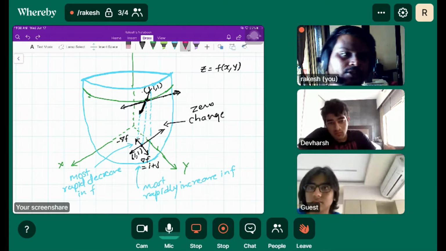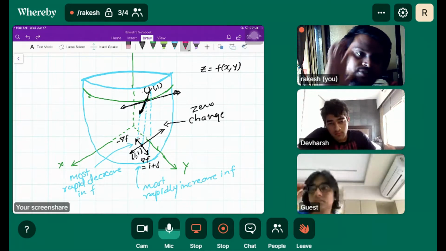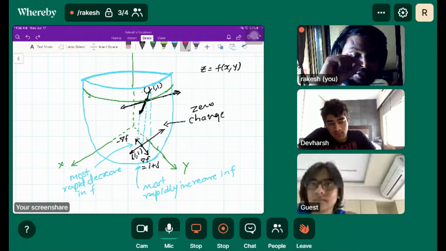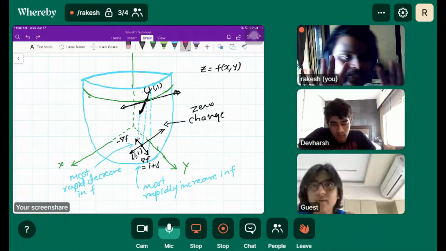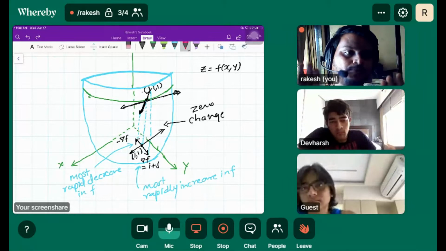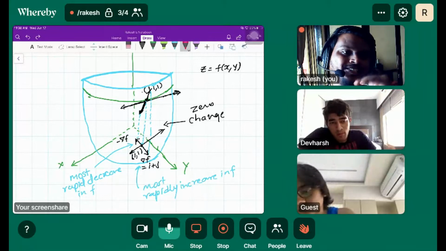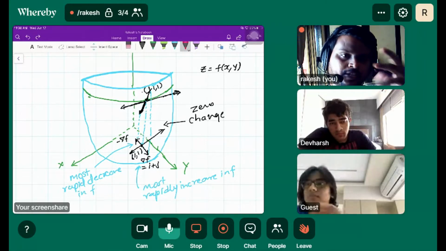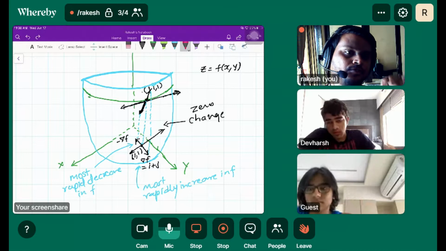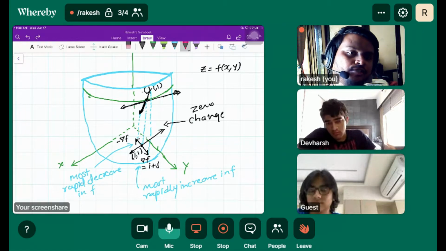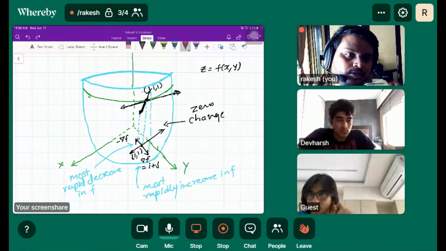Are you with me? Are you sure? That is the gradient vector, and this is the opposite of the gradient vector. In the last session we also discussed that the gradient vector is drawn in a plane one dimension less than the function. If the function is three dimensional, the gradient vector will be two dimensional, so the gradient vector is drawn on the xy plane.